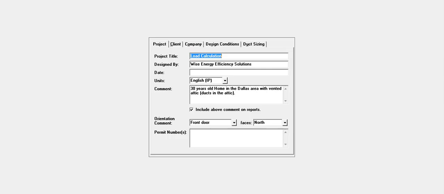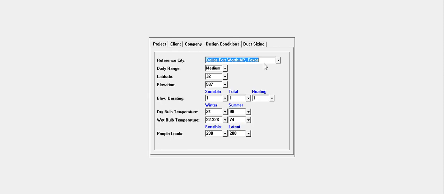So let's build a house using a load calculation. Here I've built a house. It's a 30-year-old house in the Dallas-Fort Worth area. The attic is a vented attic, and the ducts are in the attic, so they're outside the conditioned space. We're in the Dallas-Fort Worth area, and this is the design temperature we're going to be working with.